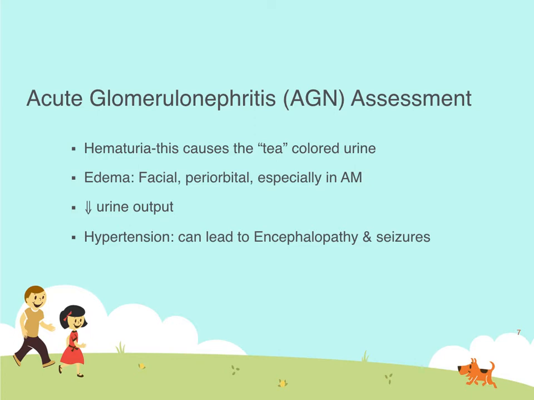So as I just said, hematuria causes the tea-colored urine. The edema affects the face and the periorbital area, especially in the morning. There's a reduced urine output, and the hypertension that develops can actually lead to encephalopathy as well as seizure activity.